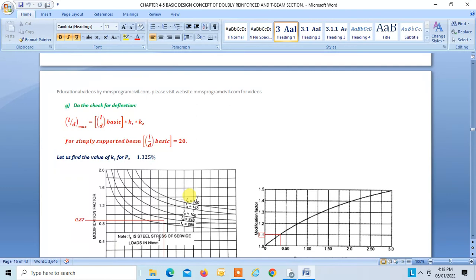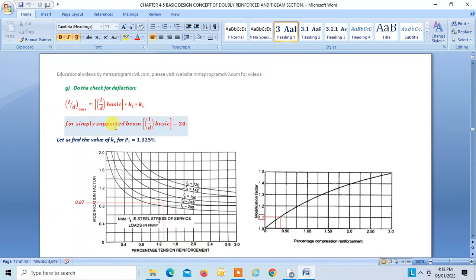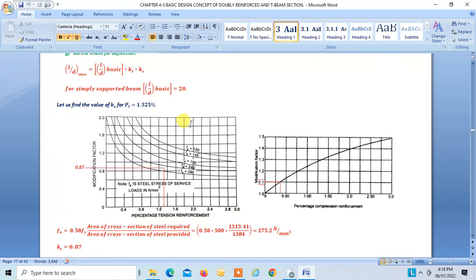Now we have to do the check for deflection. We know L by D max is equal to L by D basic into KT into KC. L by D basic for simply supported is 20. Your percentage of tension steel is 1.325. Find the stress in steel. That is 0.58 into 500, our Fy, into steel required divided by steel provided. This is equal to 275.2, which falls between these two curves. For this percentage of steel, you can find the corresponding KT. So KT is 0.87.